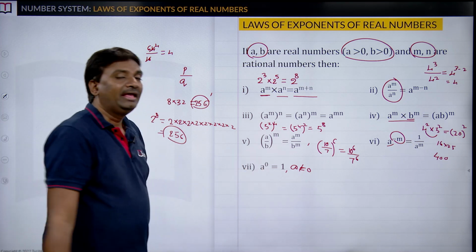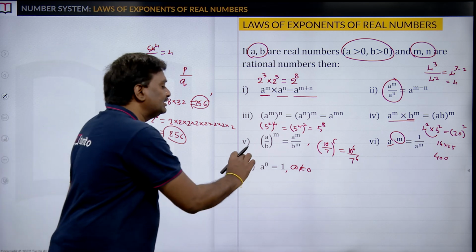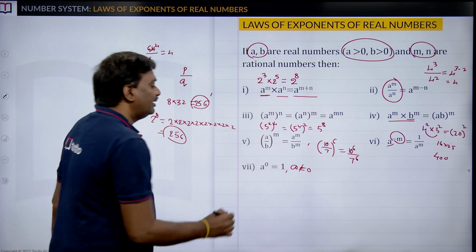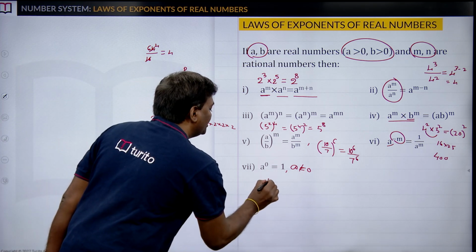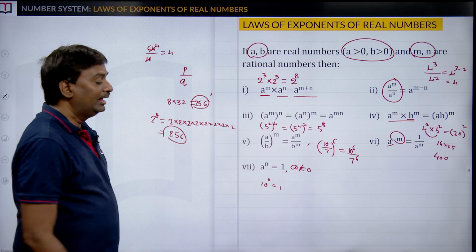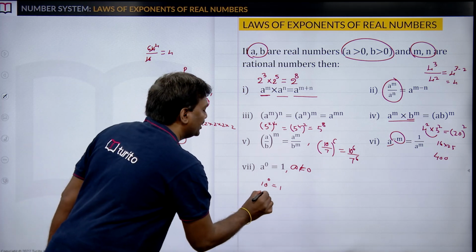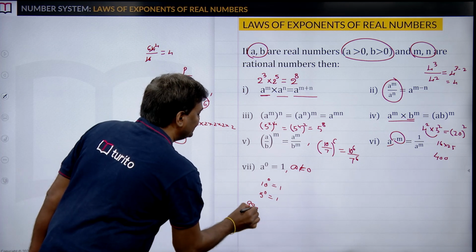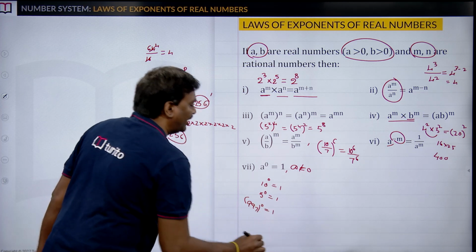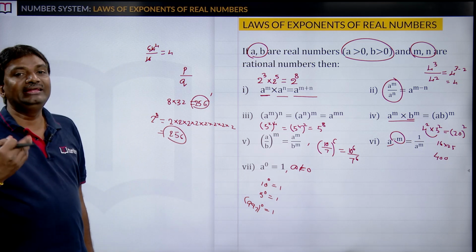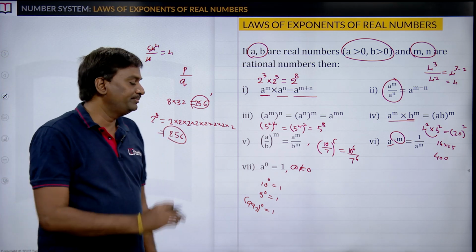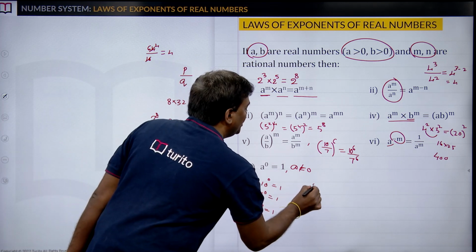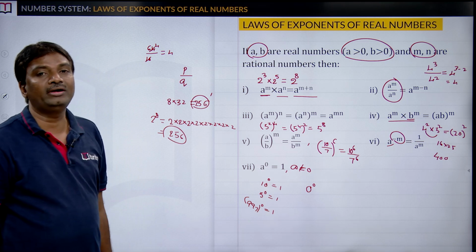If we take this one, a power 0 equals 1, in place of a you may take any number other than 0. For example, 10 power 0 is 1 only. 5 power 0 is 1. 997 power 0 is also 1. In place of a you may take any real number other than 0, and the value is 1. If we have 0 power 0, that is not defined.